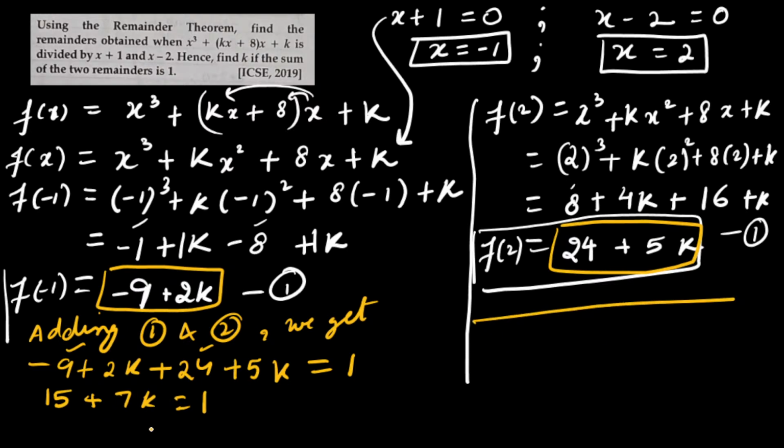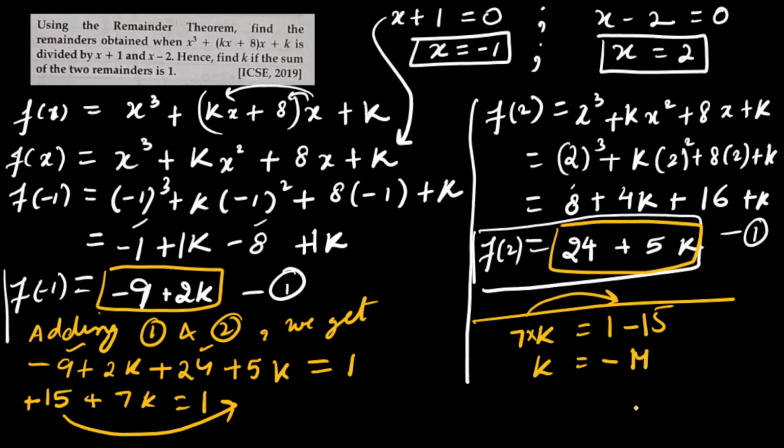Now what I have here, so 15, let's shift to the other side because 1 and 15 are like terms, and we have to find the value of k. So 7k is equals to 1. When 15 is positive, when we shift it to the other side, it will become negative. So 1 minus 15. So 7k is equals to 1 minus 15, plus minus minus, so the sign which is with the greater number, 15 minus 1 is 14. So minus 14.